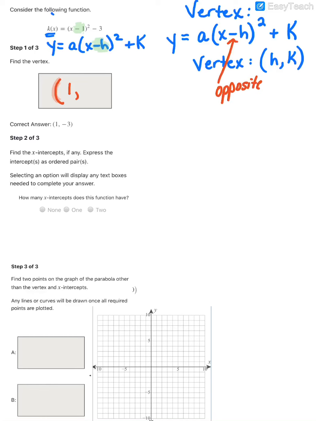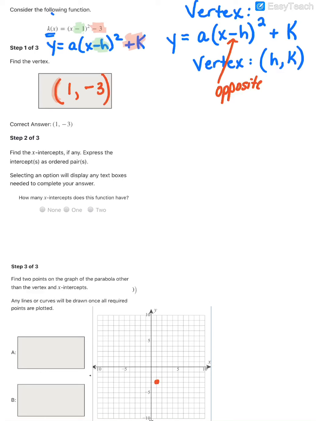Now, with your k, you're going to take directly what you see. And so with your k, if there's a minus, you'll take it with that. It's directly what you see. So in this case, my k value is negative 3. So that would be the vertex of this particular quadratic. Now, since I know we're going to be graphing it, I'm going to go ahead and come down to the graph and place that point on my graph so that it's ready to go.